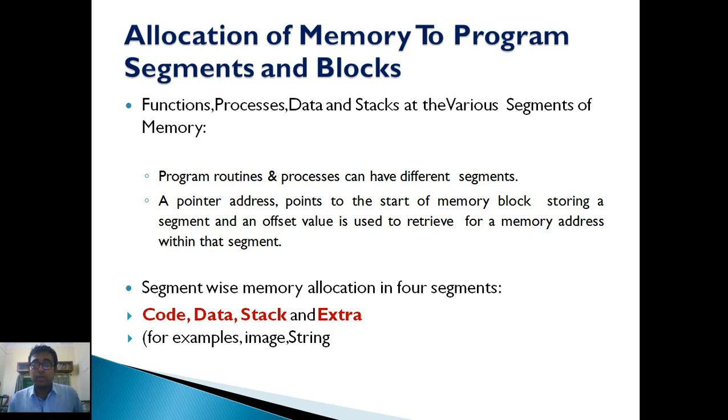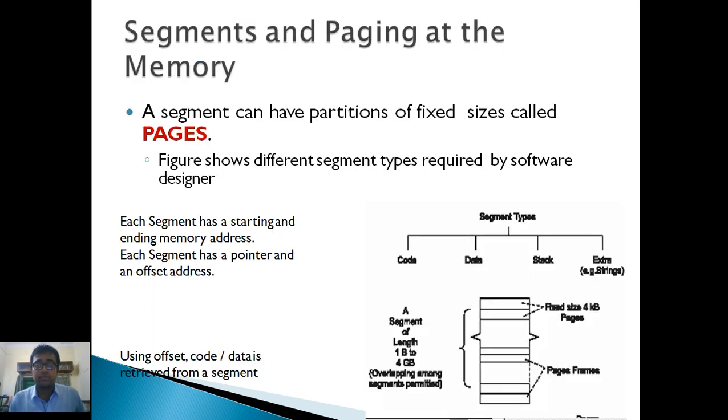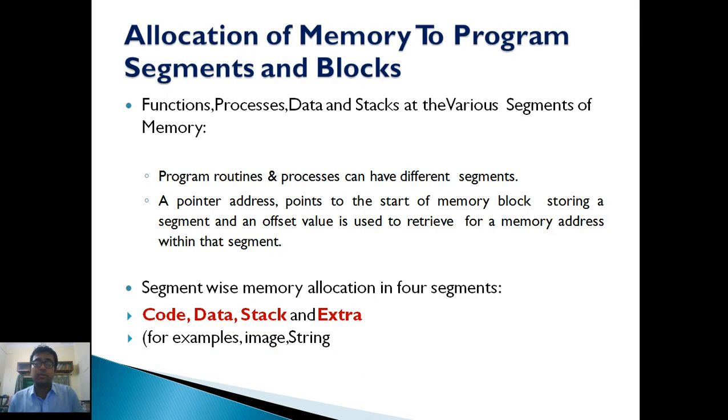A segment-wise memory allocation in 4 segments: code, data, stack, and extra. For example, image string. Segments and paging in memory: how we segment the memory block and how we page the memory block, that's the function. Segment-wise memory allocation in 4 segments. For code, we need a different memory allocation. For data, we need a different memory allocation. For stack, we need a different segment for memory allocation. And we have extra also.